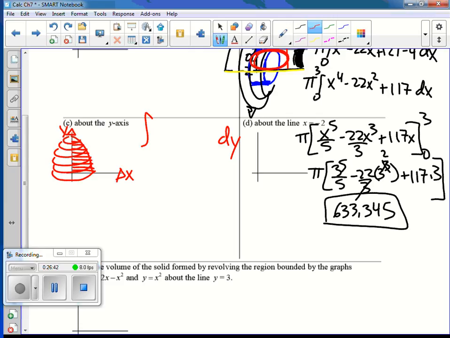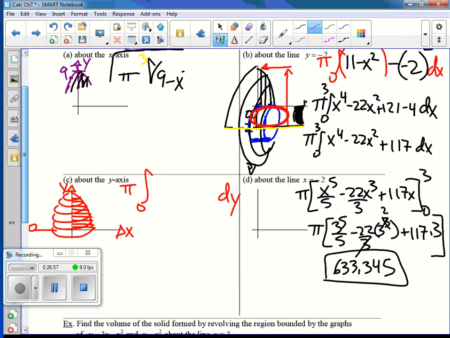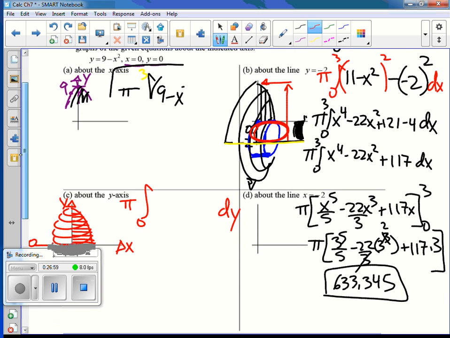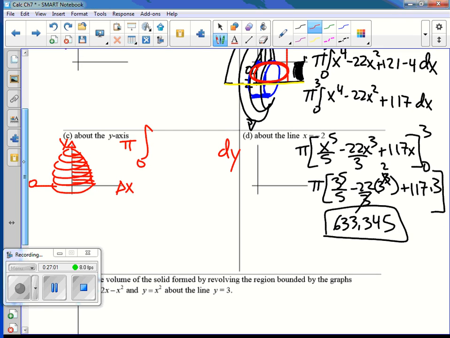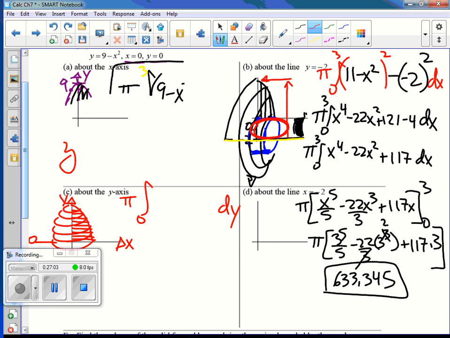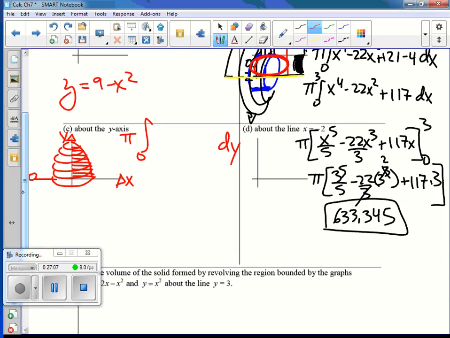And remember, of course, the Washer method is pi r squared, so we need a pi. And because this is dy, we need the limits with respect to y. Now, the bottom limit is still 0. What's the upper limit? The upper limit is going to be 9. If you plug 0 into this equation, y equals 9 minus x squared, you'll get 9. So the upper limit is 9.